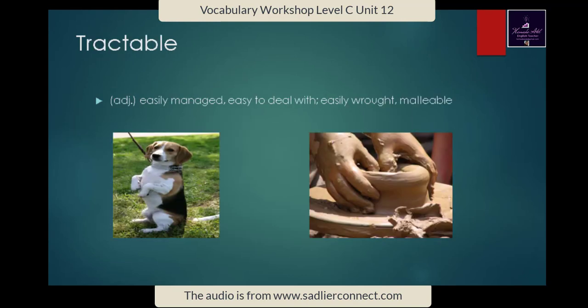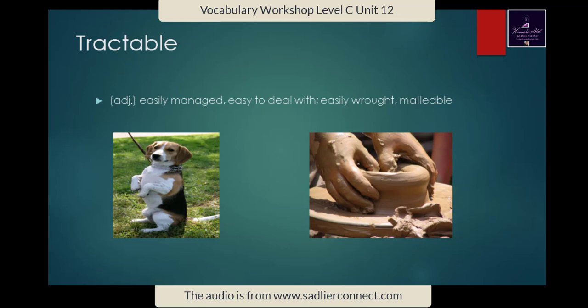Word 18 is tractable. Tractable. Tractable is an adjective meaning easily managed or easily wrought. A mule is not necessarily the most tractable of animals. Or, certain types of clay are more tractable than others.